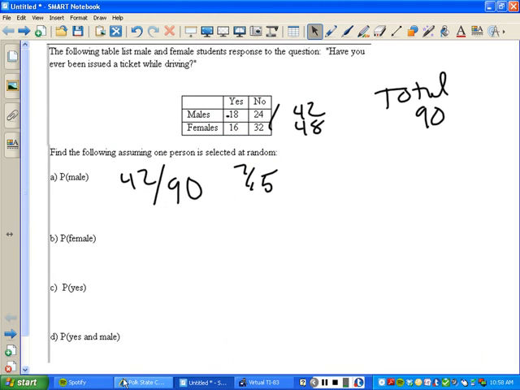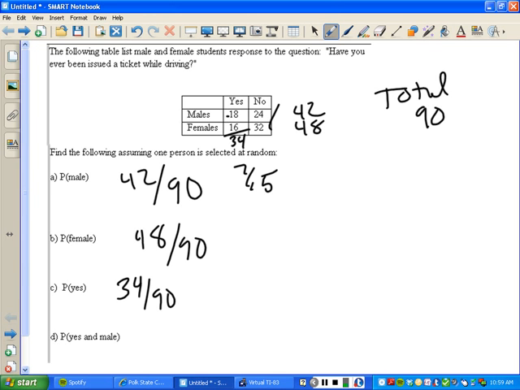All right. Probability of getting the female. So far, so good. Probability of getting the female will be 48 over 90. And you're rolling along. Probability of getting yes. How many people said yes? 34. So the probability you get somebody who said yes, 34 over 90. Again, all of these fractions can be reduced. There's actually a reason why I'm not going to reduce them. I want you to see something later on.